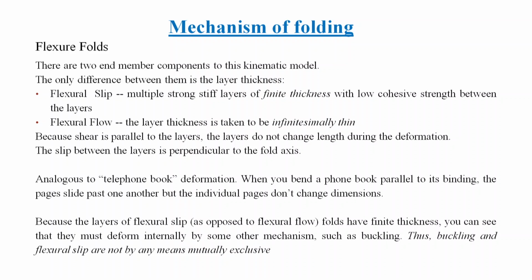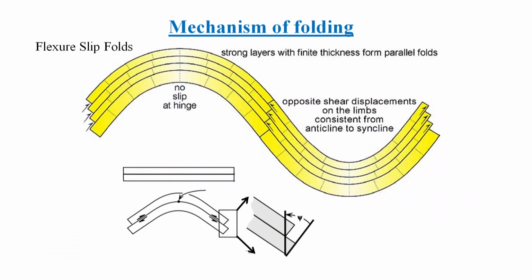But in case of flexural slip, there are continuous marker beds, where in response to the applied stress the slip is along these layers that are placed side by side. So there is a slip like this. If I look at this in an enlarged form, you can see there is some slip between the two layers, and that can also be quantified with the help of shear strain.